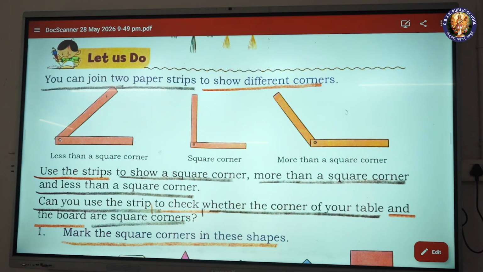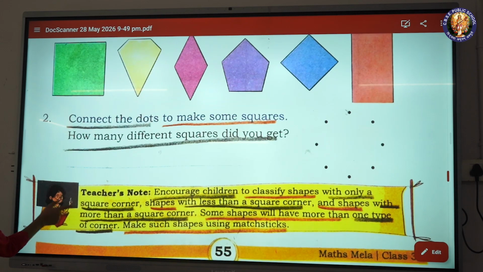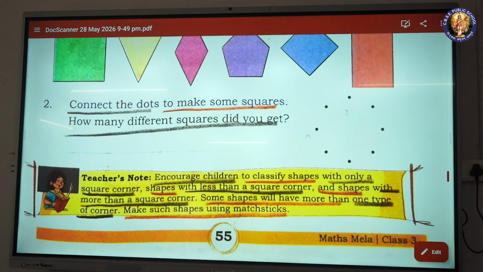Can you use the strip to check whether the corner of your table and the board are square corners? 1. Mark the square corners in these shapes. 2. Connect the dots to make some squares. How many different squares did you get?